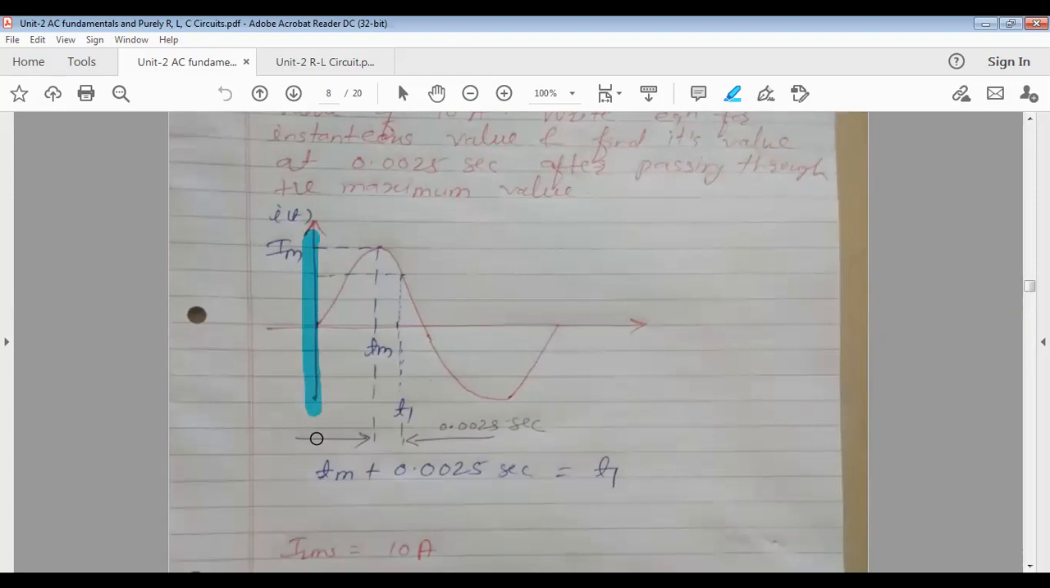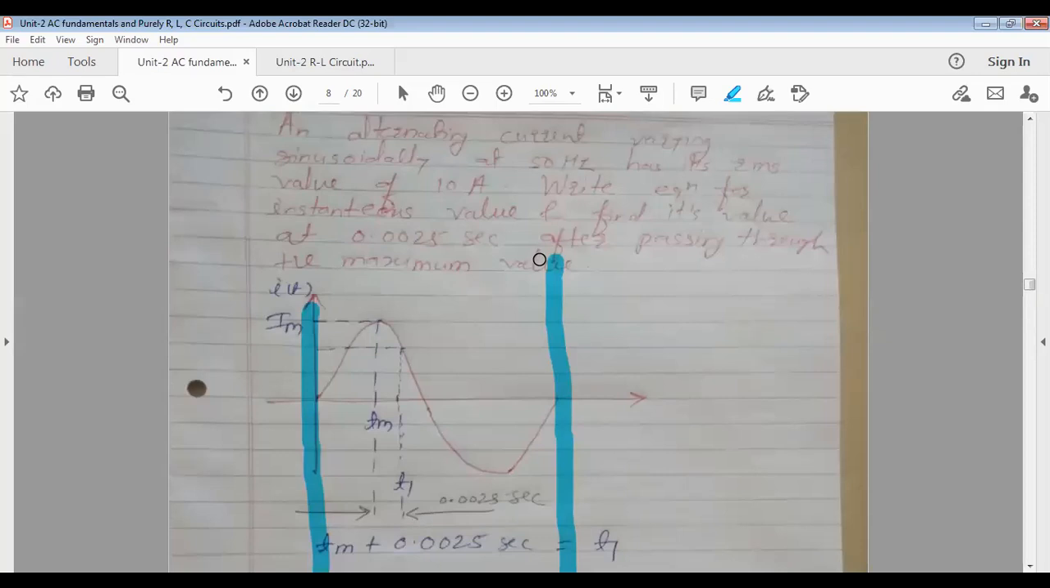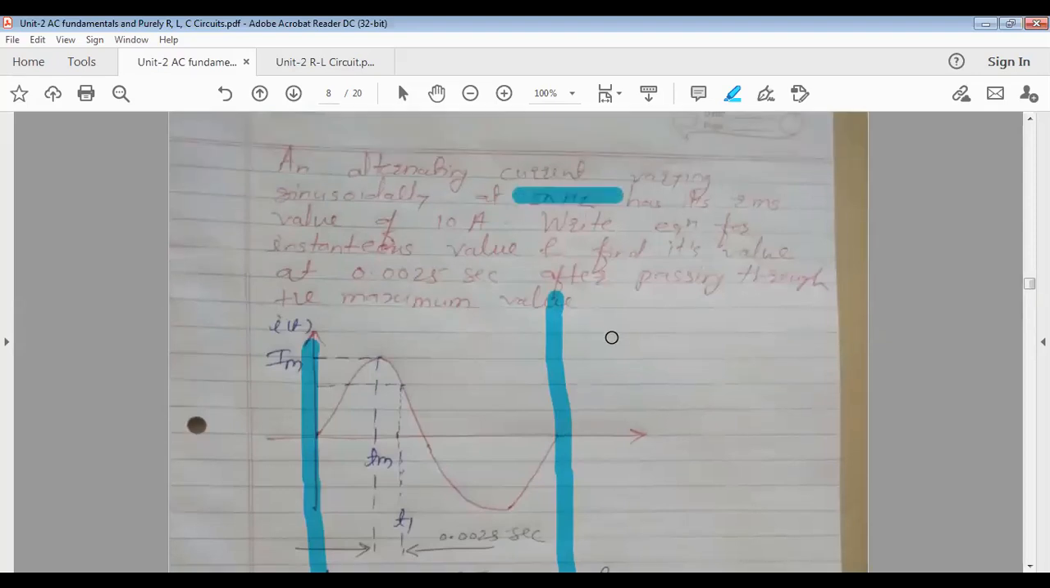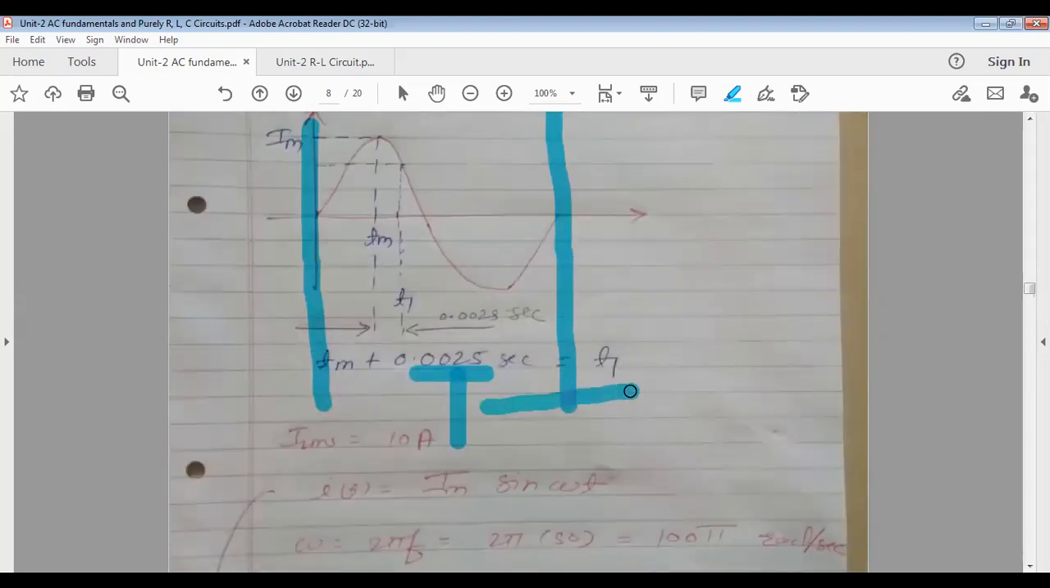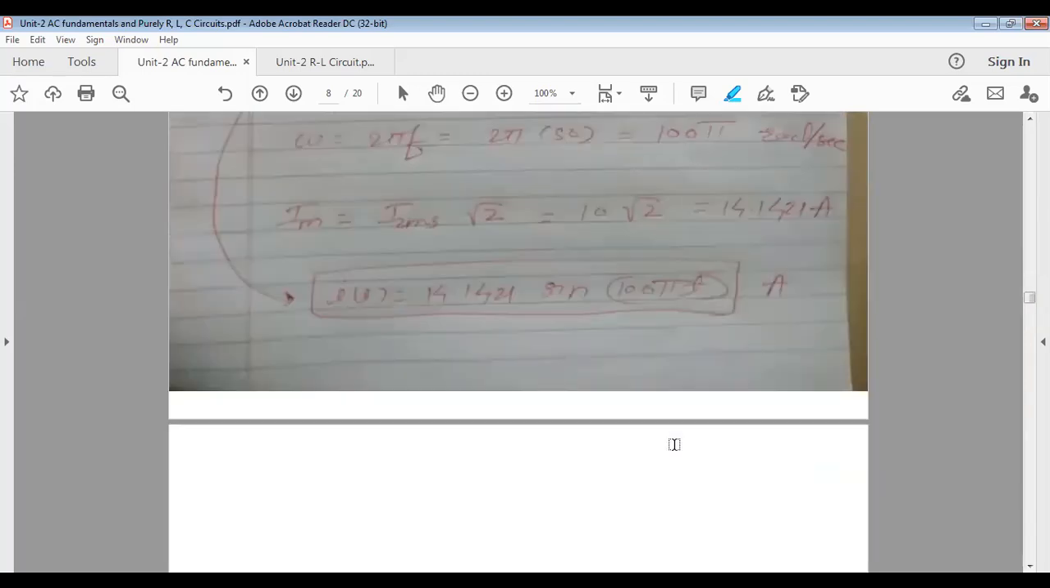This is the one method, correct? In the earlier sum we have seen how to calculate Tm. We find the total time period and divide by 4. Find out the time period because frequency is given to you here, 50 hertz. Take its inverse, that will be the time period. And once you got the time period, 1/4 of that time period will be Tm. This is also another option to find out the Tm.